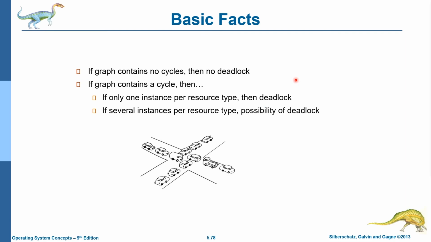So to summarize, if a graph contains no cycles, then there can't be a deadlock. But if a graph does contain cycles, then there may be deadlock if there are an insufficient number of resources. But if there are sufficient resources, there may not be deadlock.